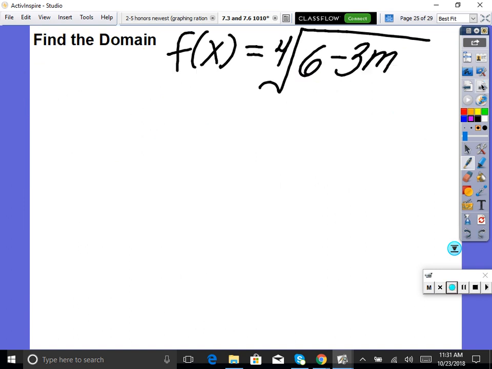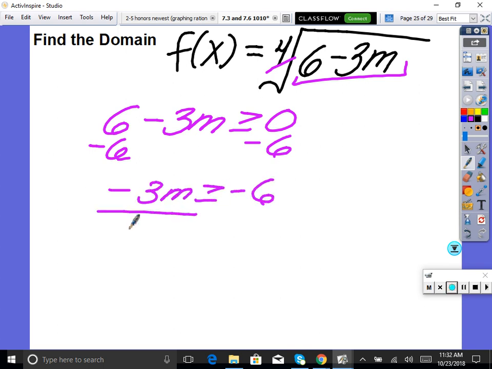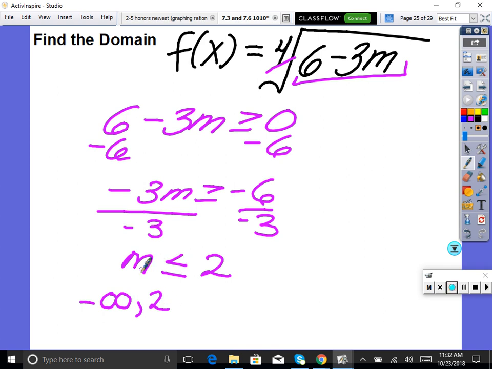Okay, even roots, that is true. Even roots can't have negatives, so our true statement here, this one I'm doing for a purpose. 6 minus 3m, doesn't that need to be greater than or equal to 0? It's an even root, so we can't have negatives. So then solve. Just a reminder, with an inequality, negative 3m is greater than or equal to negative 6. If you divide both sides by a negative, you have to change the sign. So m is less than or equal to 2. Now it says m values less than or equal to 2. So that would be negative infinity up to 2, because below 2, right?